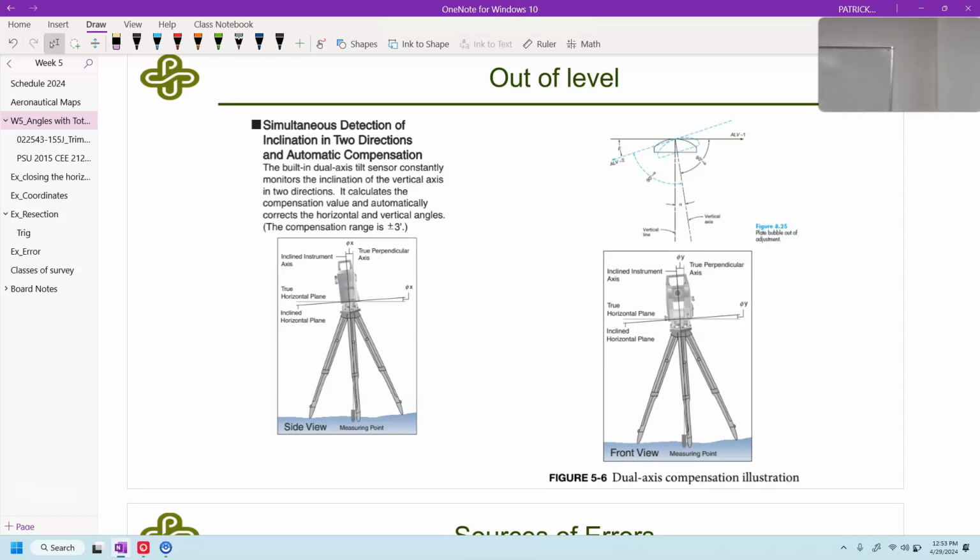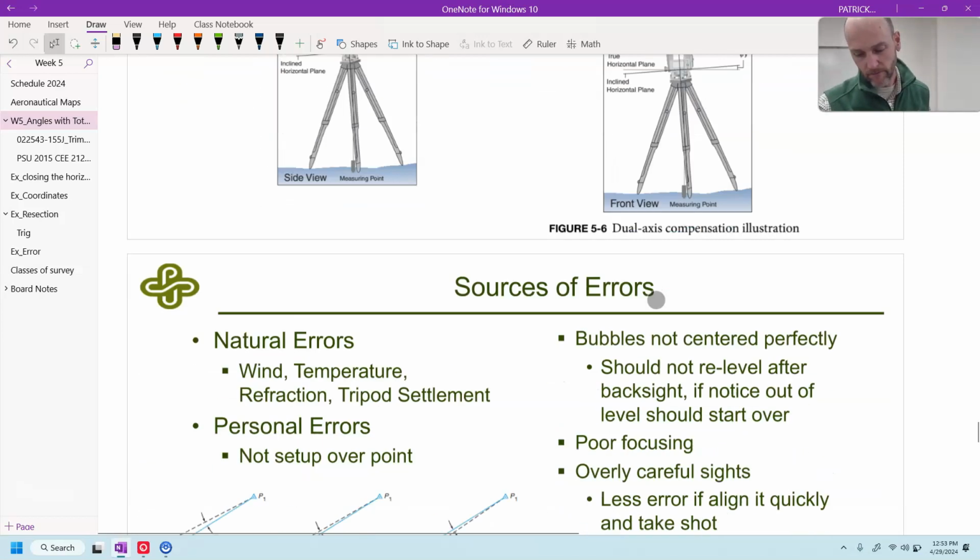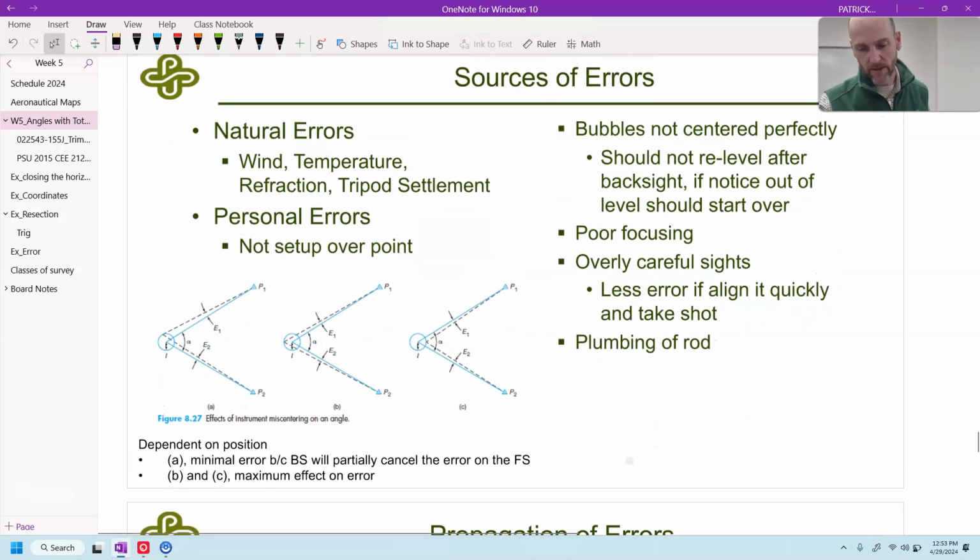So just be aware of that. These kind of alert you to that, where they won't take measurements if you're out of that 3 minute range. They're like, you're not at level, you've got to fix this. So it could be a slight level error there, but pretty minimal. It does onboard corrections.